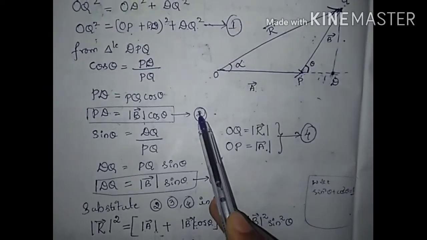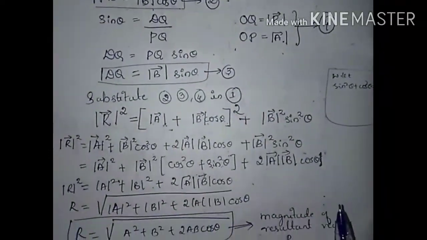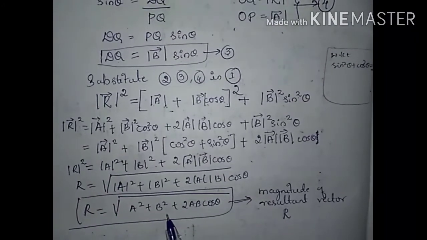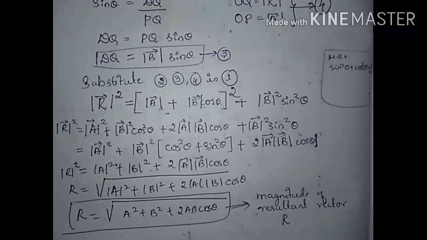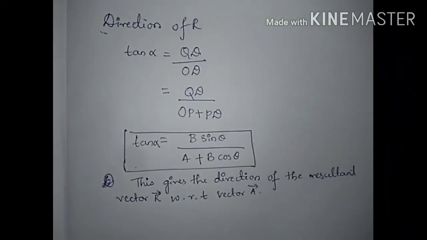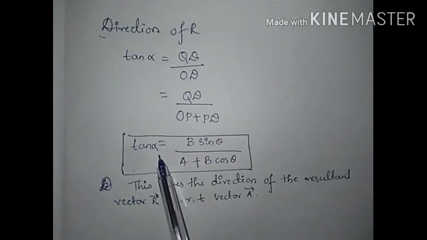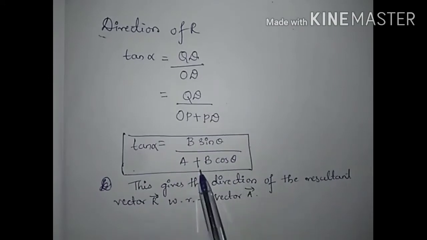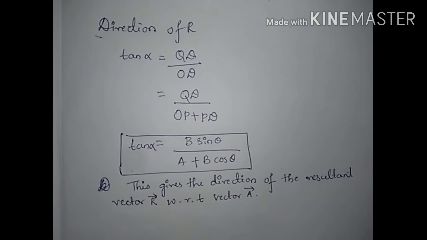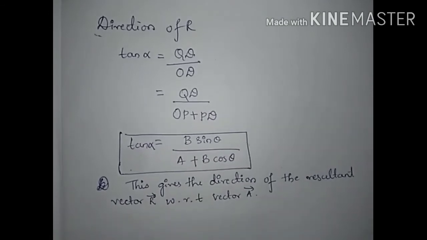So by substituting 2, 3, 4 in equation 1, we get R is equal to root over A square plus B square plus 2AB cos theta. So from these cos theta and sin theta terms, we found the direction of R. The direction of R is found to be tan alpha is equal to B sin theta by A plus B cos theta. So this is the direction, and the last equation that we found was the magnitude of the resultant vector R.